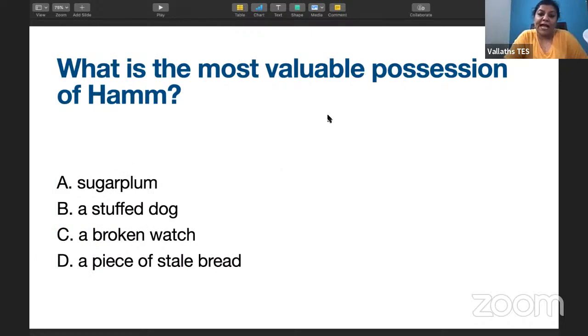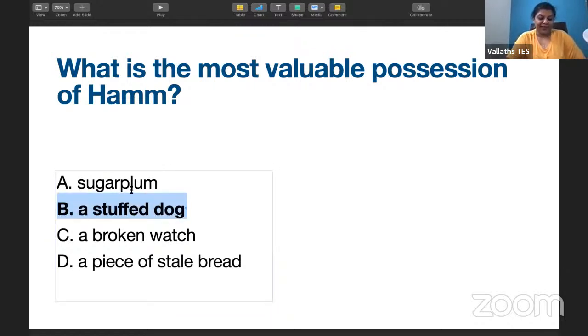What is the most valuable possession of Ham? Is it a sugar plum? Is it a stuffed dog? Is it a broken watch? Is it a piece of stale bread? What is the most valuable possession? It is a stuffed dog.